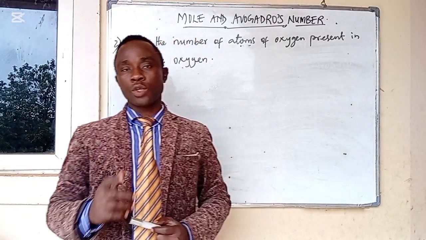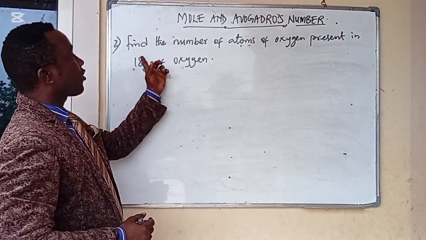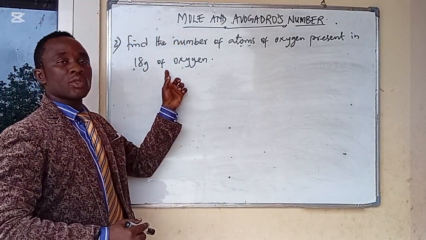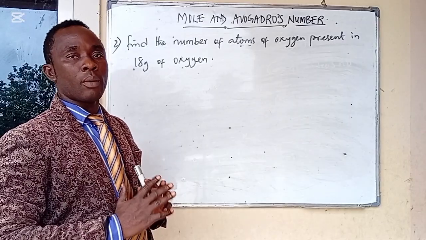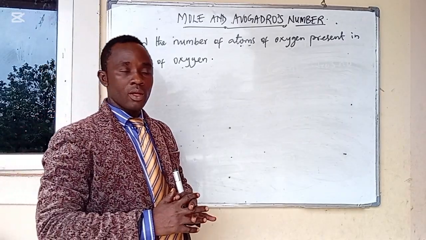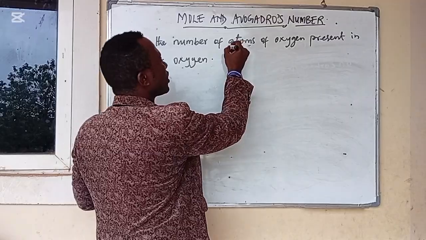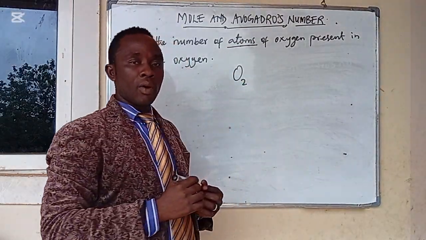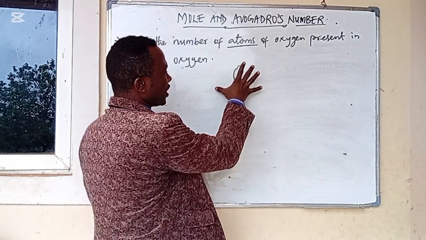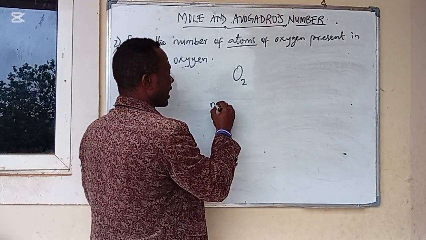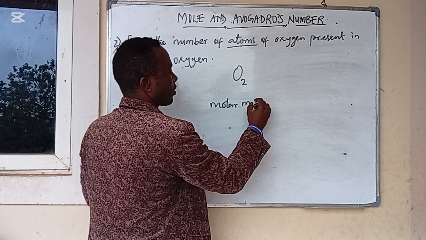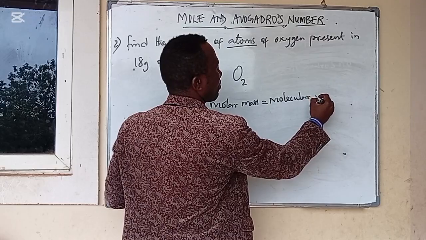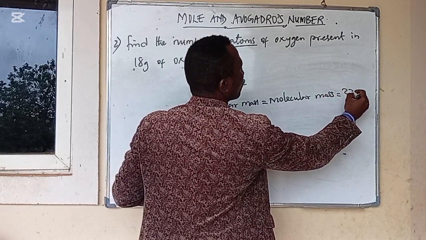So let us look at question 2. Question number 2 says find the number of atoms of oxygen present in 18 grams of oxygen. Find the number of atoms of oxygen. Now, if you are looking for the number of atoms of oxygen, remember that oxygen exists as a molecule. And if oxygen exists as a molecule, you should know that the molar mass of oxygen is the molecular mass, which is 32 gram.